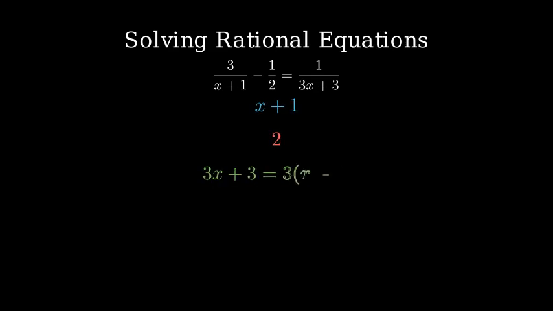Looking at our denominators x plus 1, 2, and 3x plus 3, we can see that 3x plus 3 is actually 3 times x plus 1. So our common denominator will be 6 times x plus 1.